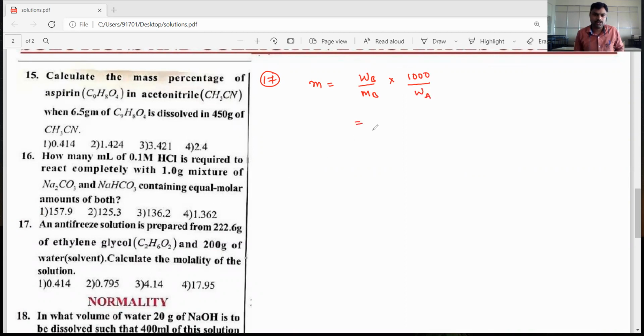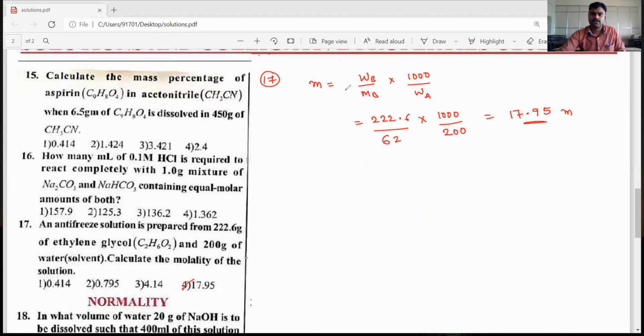So the weight of solute is 222.6 grams of ethylene glycol. Ethylene glycol is C2H6O2, its gram molecular weight is 62, into 1000 divided by the weight of solvent, water, which they gave as 200 grams. On simplification we get molality equal to 17.95 molar. So the answer is 17.95, and the fourth option is correct, dear students.